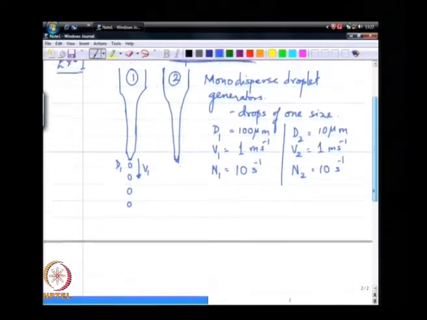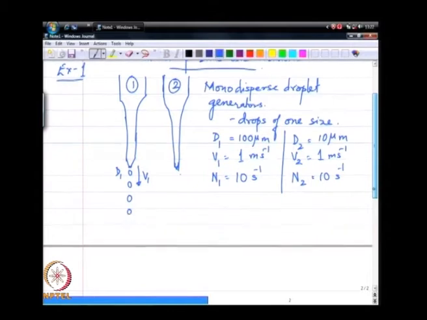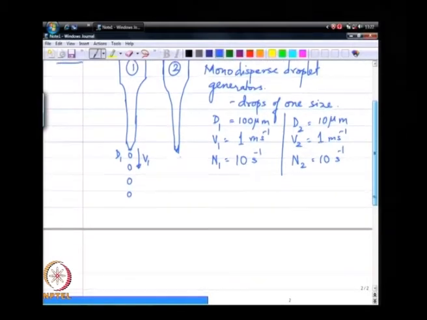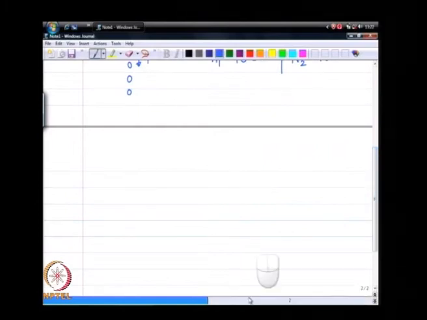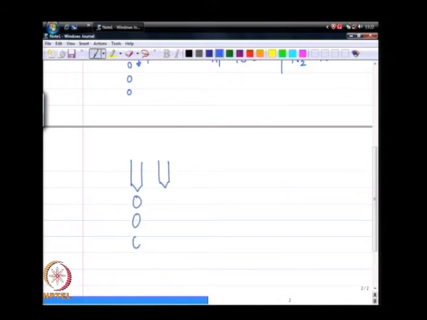We will see what this generator would give us for a spray. So, essentially my atomizer is composed of two little needles, one producing 100 micron drops and another producing 10 micron drops.